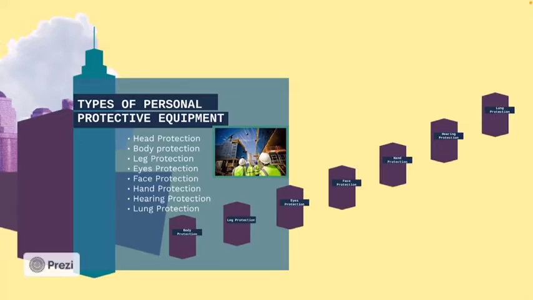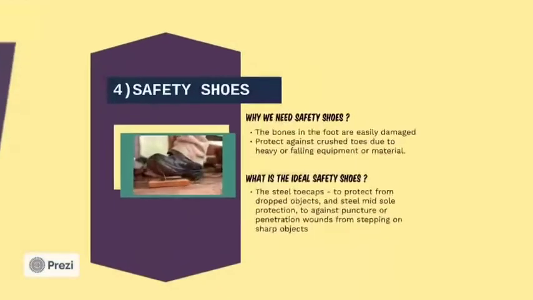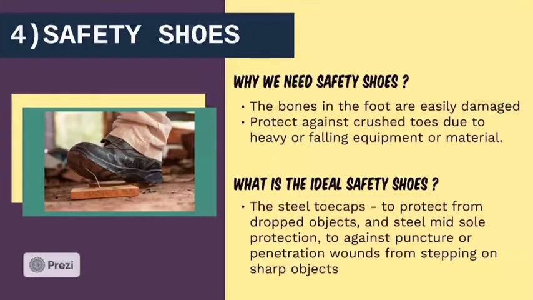Next is leg protection. For leg protection, the commonly used PPE is safety shoes. Why do we need safety shoes? This is because the bones in the foot are easily damaged and they can protect against crushed toes due to heavy or falling equipment or material. What is the ideal safety shoe? It is the steel toe cap, because it can protect from dropped objects and still provide sole protection against puncture or penetration wounds from stepping on sharp objects.